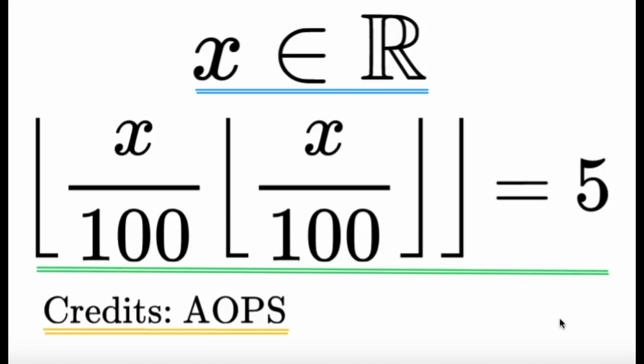Here's an item on number theory. x is a real number such that the floor of x over 100 times the floor of x over 100, that's going to be equal to 5. So this expression with a nested floor function is pretty interesting. Anyway, try to get all the values of x.